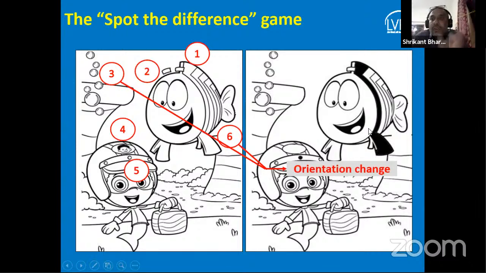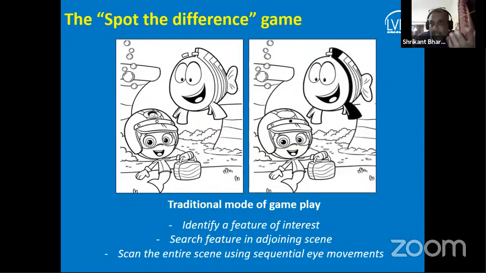And in a minute, you will see why I am categorizing these differences into these 3 broad categories and why this is going to become important in the way we are playing this game. So if you did play the game, traditionally how we all play the game is by looking at the left image, identifying a feature in that left image, and moving our eyes over to the other image and searching for that corresponding feature in the fellow image.